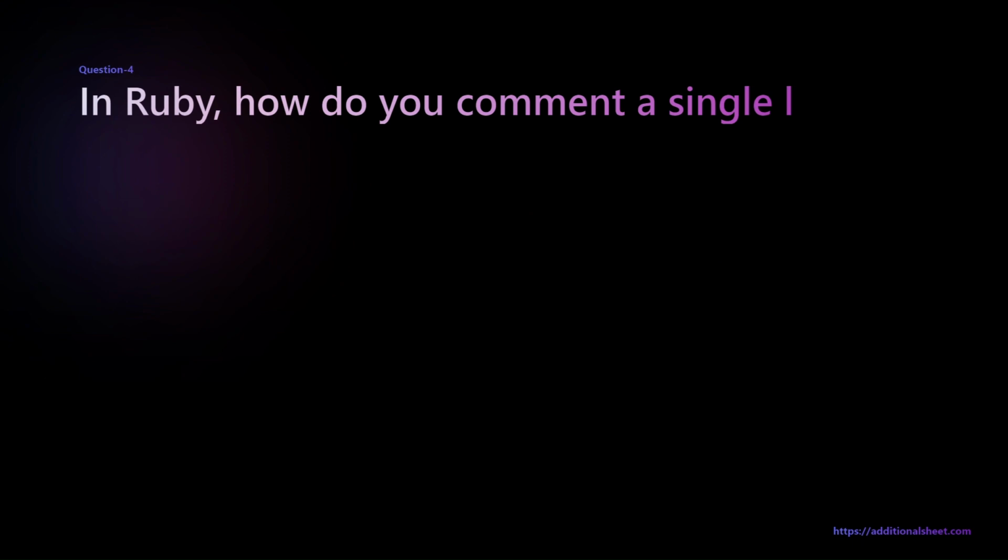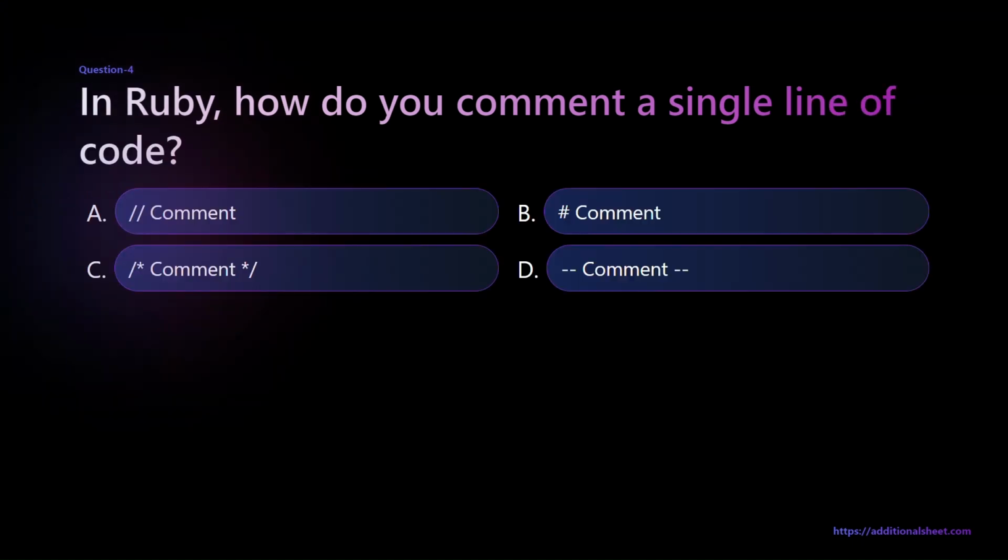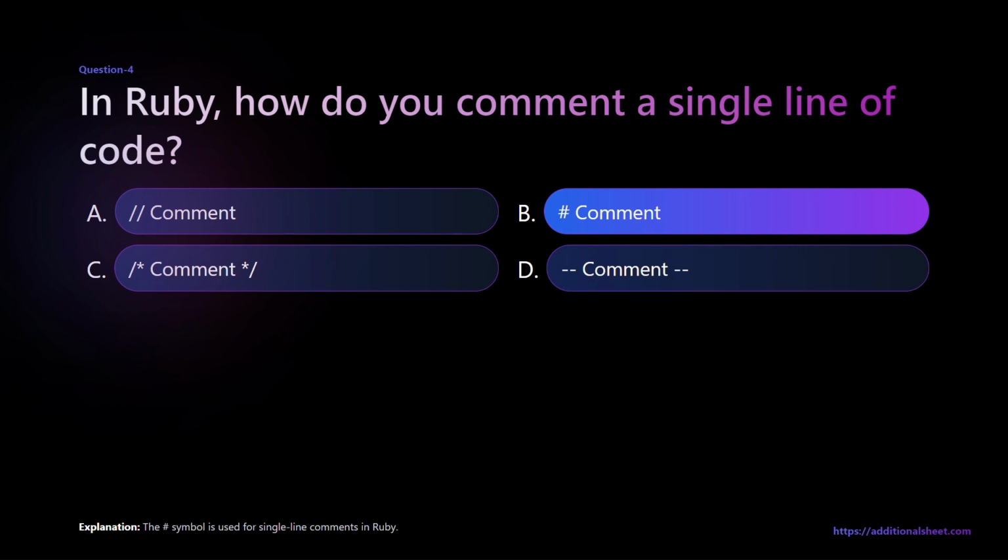In Ruby, how do you comment a single line of code? Option A, double slash comment. Option B, hash comment. Option C, asterisk comment. Option D, dash comment. The correct answer is option B, hash comment.